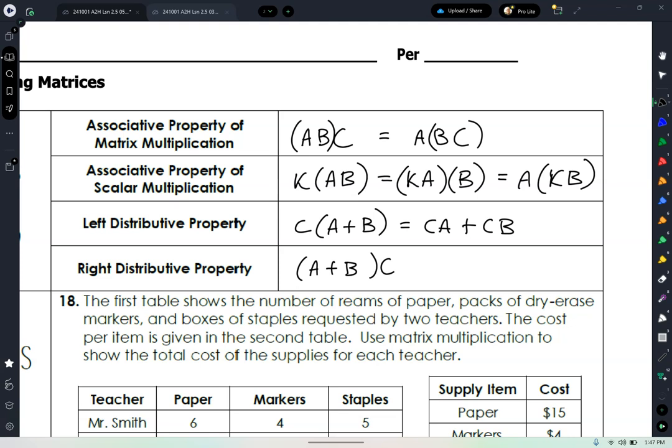We might be tempted to say that it's going to be CA plus CB, but it's not, because we know that the order in which we multiply these things matters, right? We have to keep that order in place, and so this is going to be AC plus BC. See that, right? Because CA and AC are not the same thing, because the commutative property does not apply to matrices. So we have to actually have a left distribution and a right distribution.